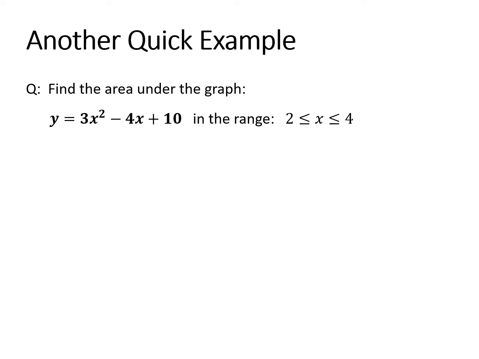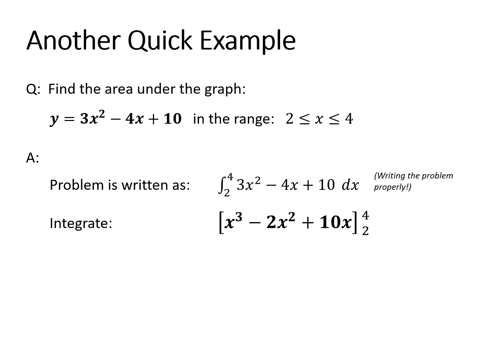So first of all, we'll write the problem out. So we use the curly s between 4 and 2. We write what y is, which is 3x squared minus 4x plus 10. And we put dx on the end. So that's the problem. Now we then have to integrate it.